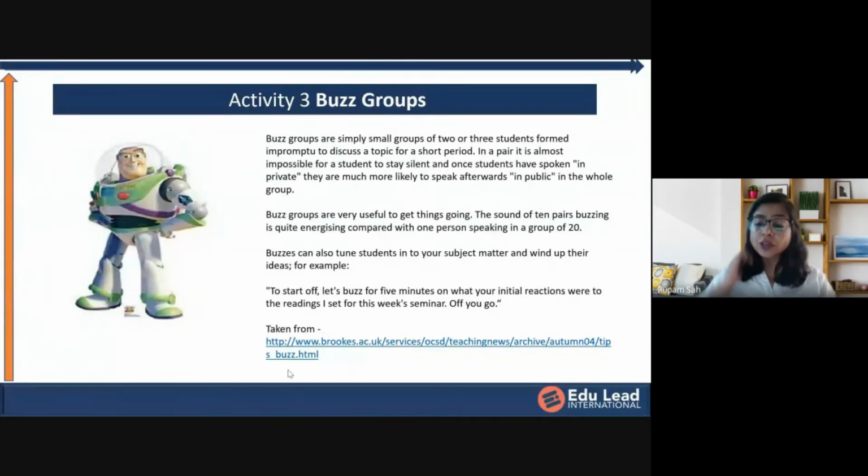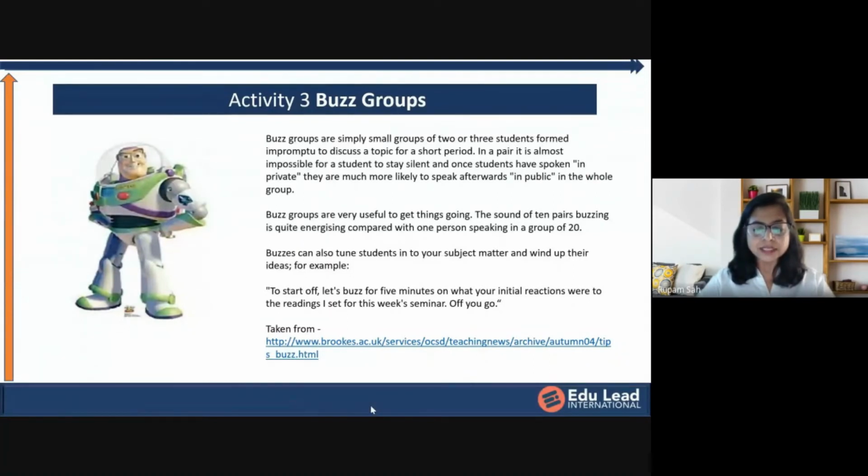In questioning also, if you sometimes give them difficult questions, allow them to collaborate, buzz, and then come out with the answer. Anyways, they are learning, right? So that's the concept of buzz groups, and you can use this in your class.